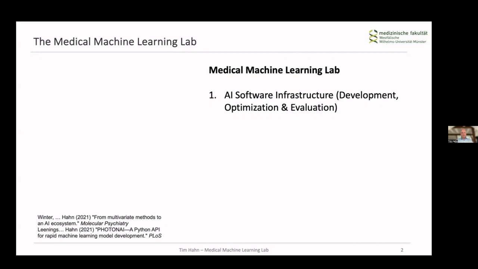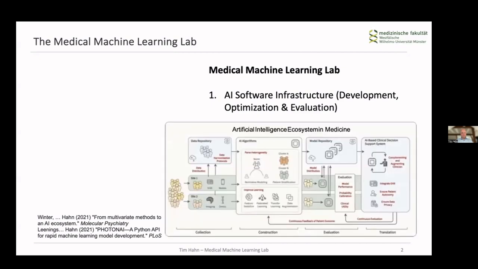So we have multiple CRCs that are currently running in Germany and Switzerland, where we support a large number of researchers, also in international consortia, with the development of machine learning software that they can use and to bridge the gap between what researchers need and what we want to do in machine learning and artificial intelligence.